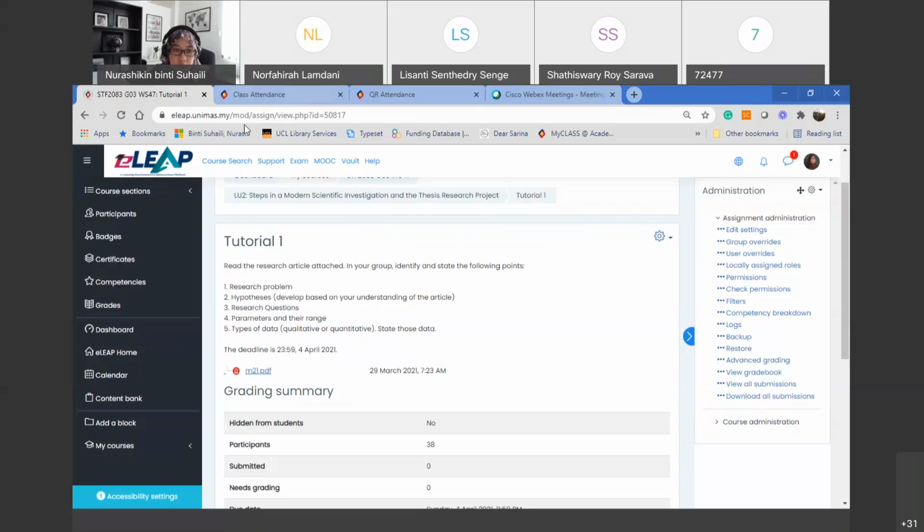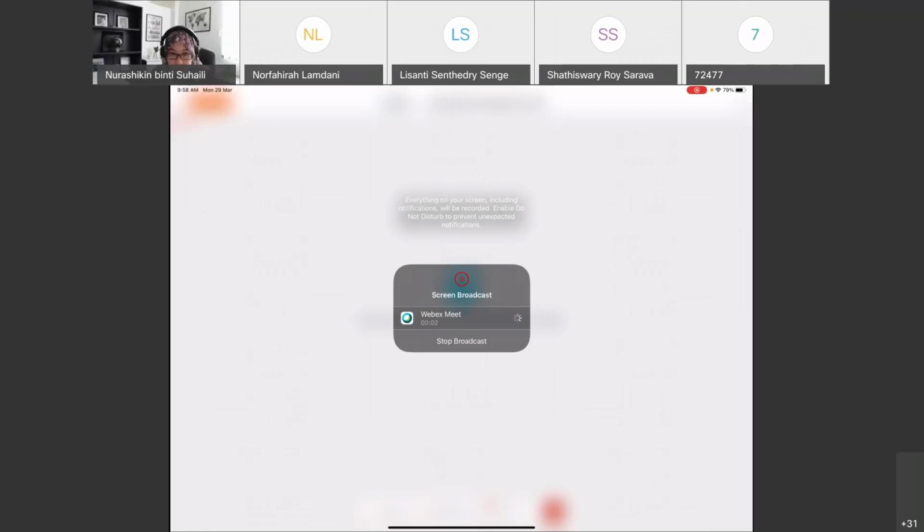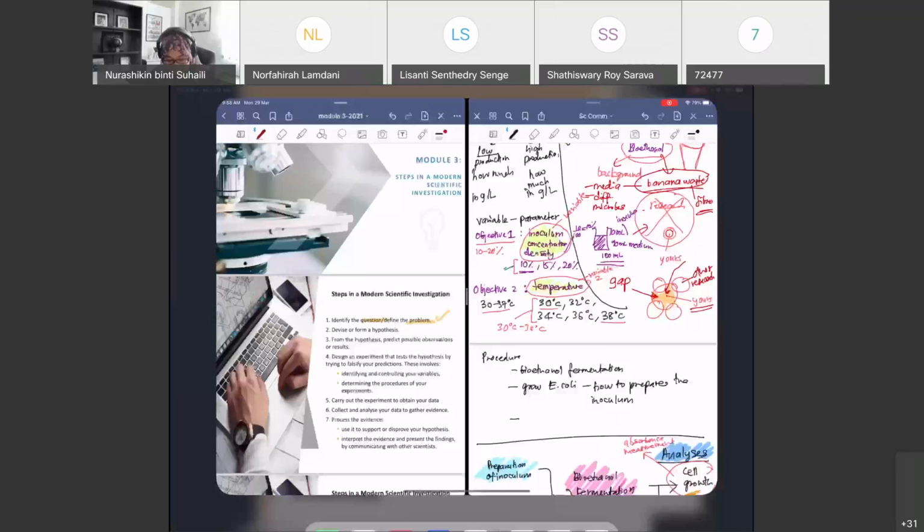Research questions, I forgot to explain just now. What is meant by research question? Let's go back to the example that I showed just now. It's something that you can derive from the hypothesis. For example, here.